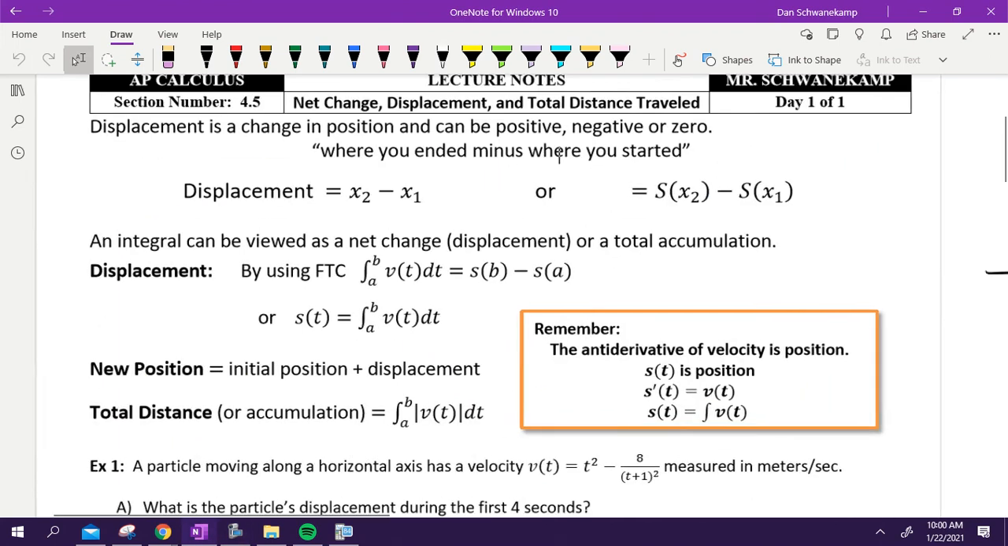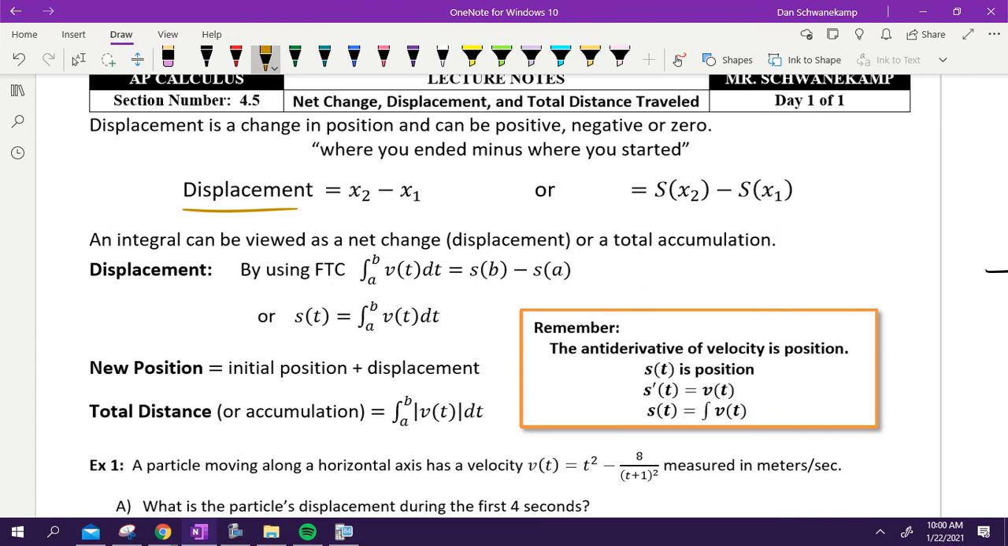All right, here we go. We're talking about displacement. We talked about this in first semester. Displacement is the change. It's the integral. Specifically, it's going to be the change in position, but we're going to use it in more context for everything. It's the change of that amount. It can be positive, it can be negative, it can be zero. It's where you ended minus where you started. It's the difference between your starting and your ending amount.